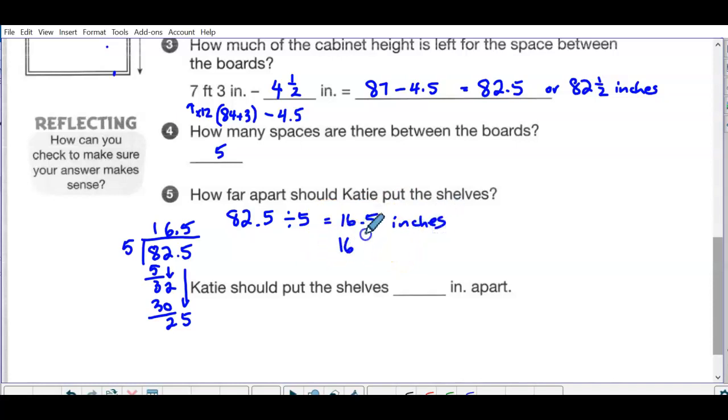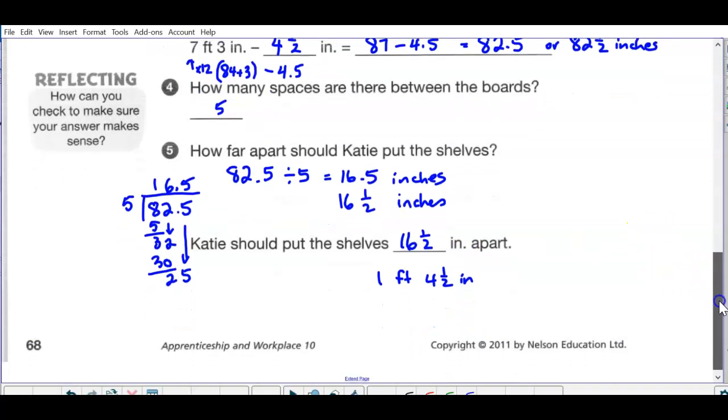Okay, or 16.5 inches. And take a look, this answer says in inches. So we could convert back to feet and inches. We know that there's 12 inches in a foot. So if we have 16, that would mean it would be 1 foot, 4.5 inches. Okay, but it didn't ask for that. Not a bad idea to practice though. Okay, so that's that example.